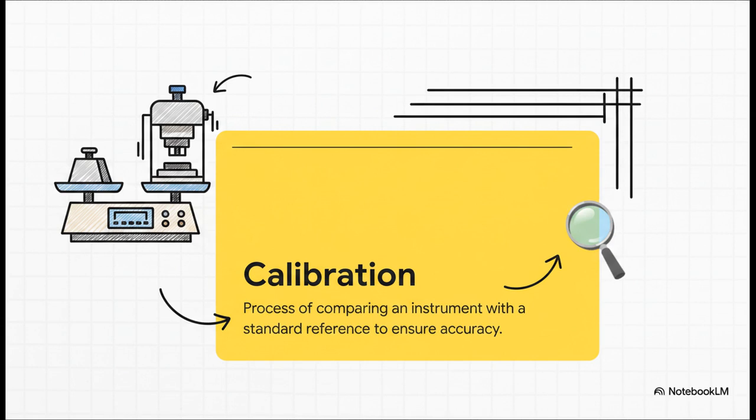Calibration is the highly specific process of comparing an instrument with a standard reference to ensure accuracy. For example, if you're checking a weighing balance, you place a certified standard weight right on it. If you put a known 1 kilogram standard weight on that balance, it better read exactly 1.000 kilograms. You are bringing your instrument into alignment with an undeniable truth, a recognized standard reference.